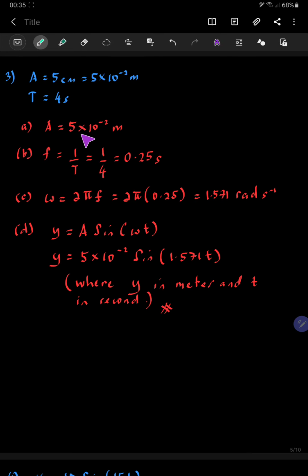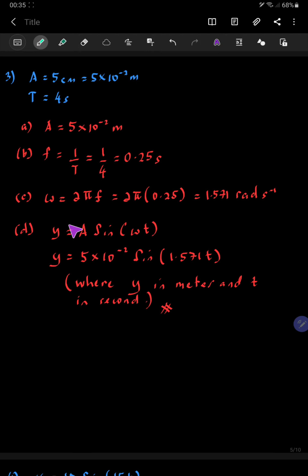Amplitude given already, so this is the answer. Frequency is 1 over period. Period is 4, so you'll get 0.25 hertz. Alright, and then angular velocity. Angular velocity is omega. Omega equals 2 pi f. So 2 pi times 0.25, then you will get 1.571 radian per second.